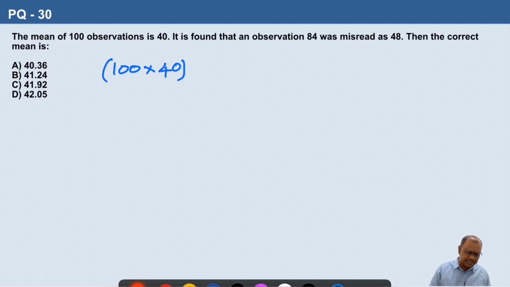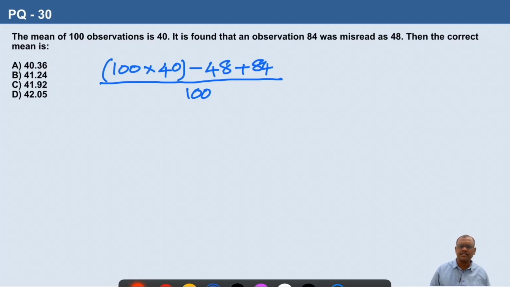The wrong observation is 48. Subtract 48. The correct observation must be 84. Add 84. Now find out the new mean. So divide this by 100 because there are 100 observations. So the wrong one is subtracted and the correct one is added. Simplify this, you will get the new mean.